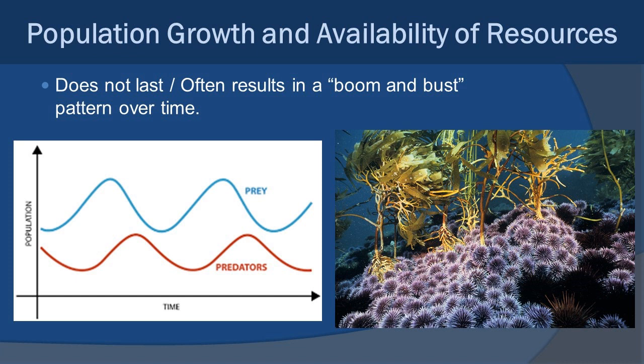In this picture, you can see a ton of sea urchins, and they're all eating the bases of the kelp. And this would be an example of a population that is increasing. But once the kelp is gone, you'll see the population of sea urchins drop, and then kelp will start to rebuild.